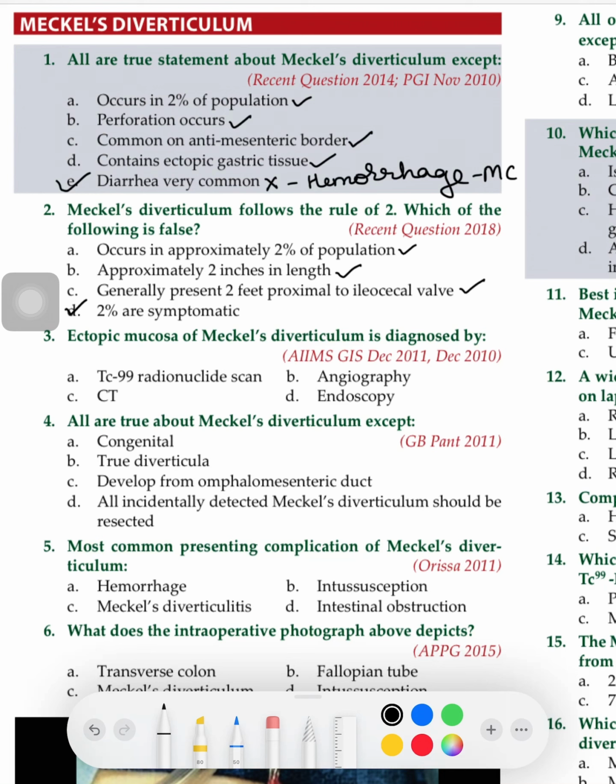Ectopic mucosa of the Meckel's diverticulum is diagnosed by a technetium-99 radionuclide scan, which mainly picks up the ectopic gastric mucosa.